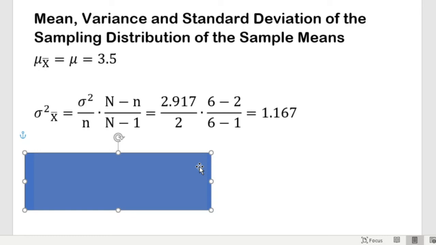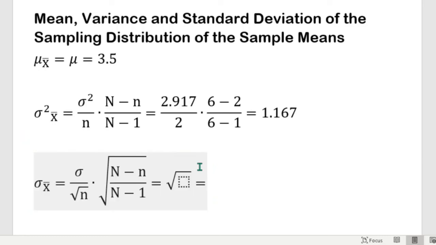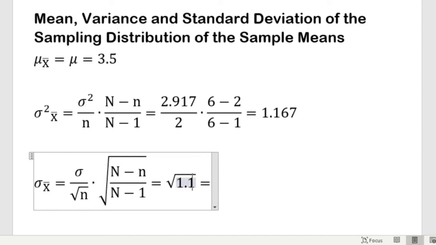Now, the standard deviation of the sampling distribution of the sample means is simply the square root again of the variance of the sampling distribution of the sample means, which is 1.167. Thus, to determine the standard deviation of the sampling distribution of the sample means, we determine the square root of 1.167. Using our calculator, we got the square root 1.080 in 3 decimal places.